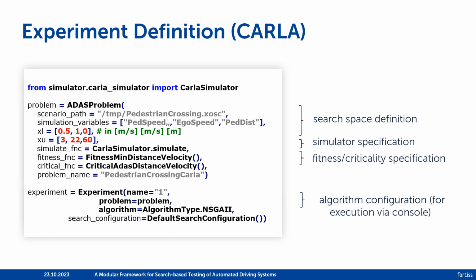Further, we need to specify the simulator by assigning the simulate function, and define the fitness and criticality function. In the bottom part of this figure, we see the definition of the search algorithm and assignment of the configuration of the algorithm that holds parameters such as the population size and number of iterations. On the next slide, we show how to define the reference search-based testing components.